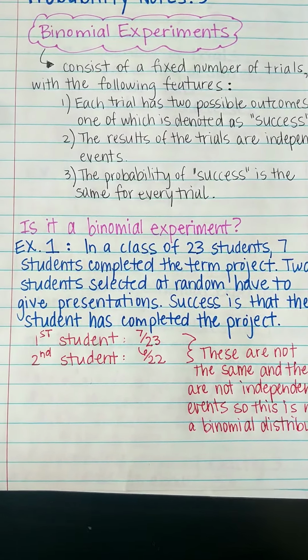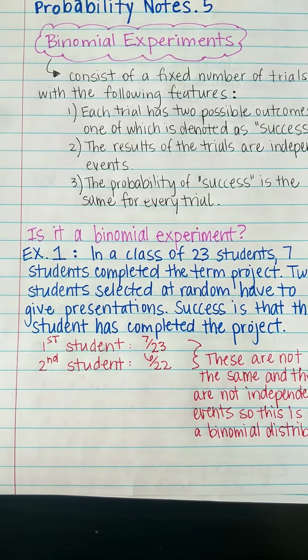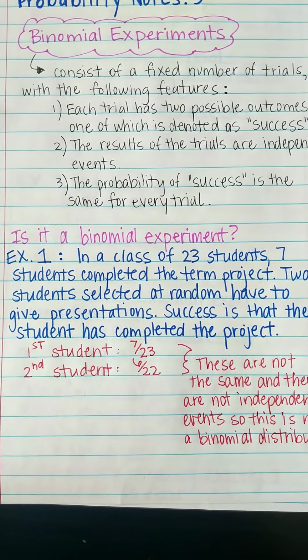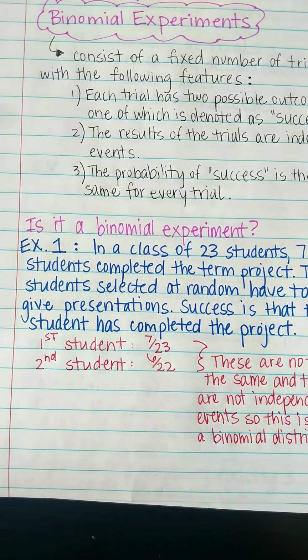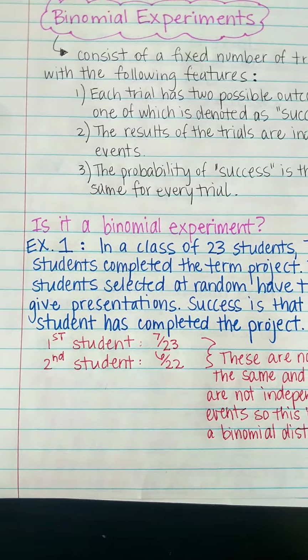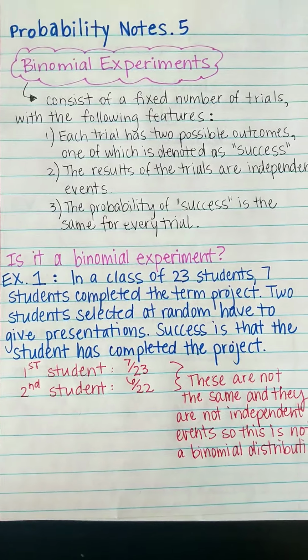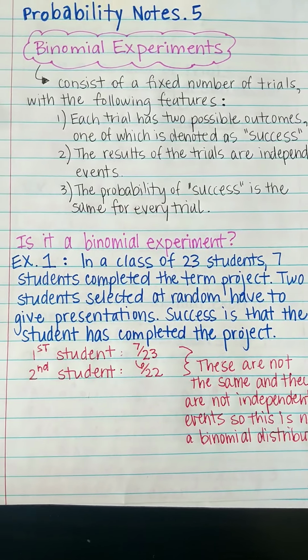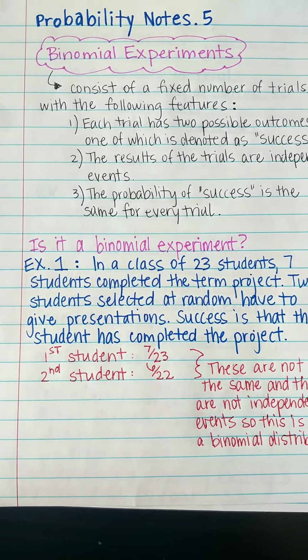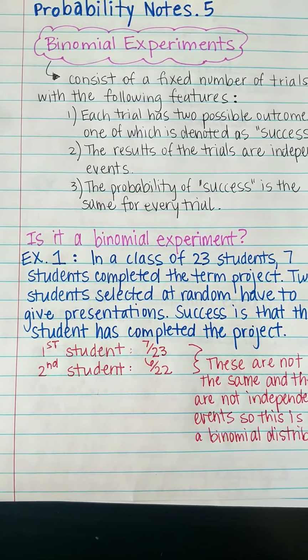There are two possible outcomes. That part is very true. One is that they completed the project, that's success, and one is that they did not complete the project, or no success. Now, the results of the trials are independent events. This is where we run into a problem, along with the probability of success being the same for every trial.